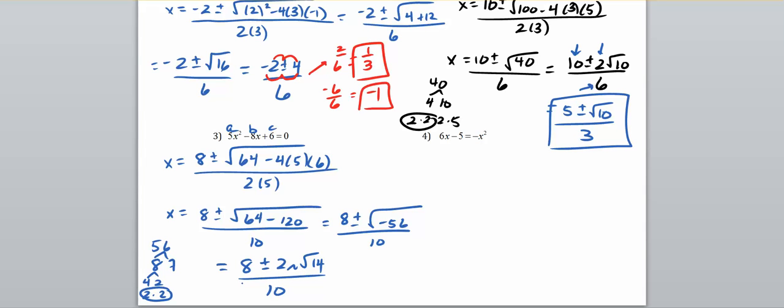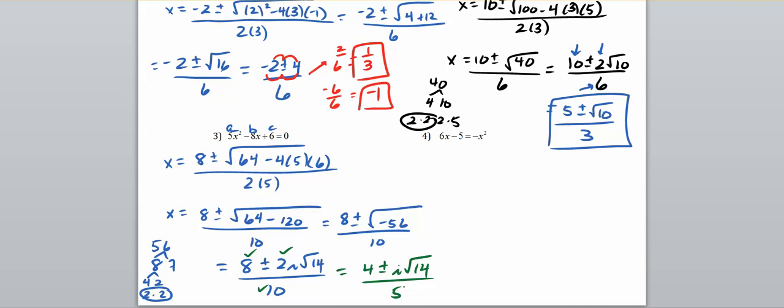And because all three numbers are divisible by 2, I'm going to go ahead and make my final answer and simplify it. This is divisible by 2, so is this, and this. I'm going to say it's 4 plus or minus i root 14 all over 5.